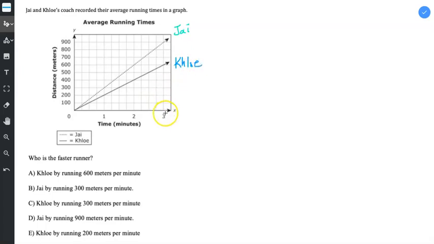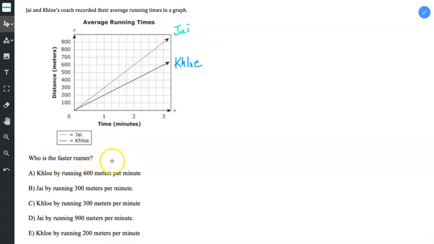So I read a point off of Khloe's line. So that means that Khloe's the one who ran 600 meters in 3 minutes. So if I read a point off of this line, it's telling me information about Jai. All right, I think I've read the graph. I think I understand it. So I'm going to move on to the question.